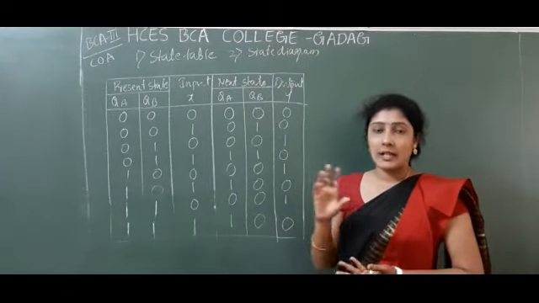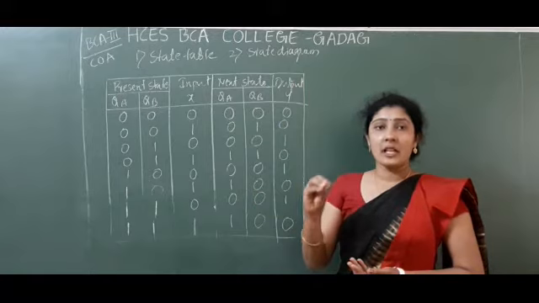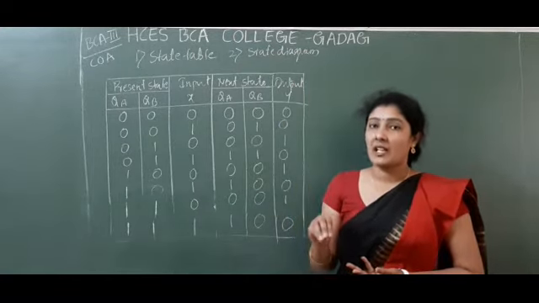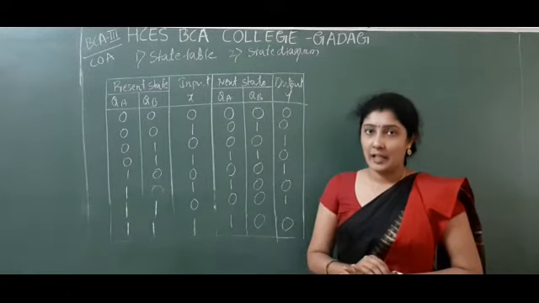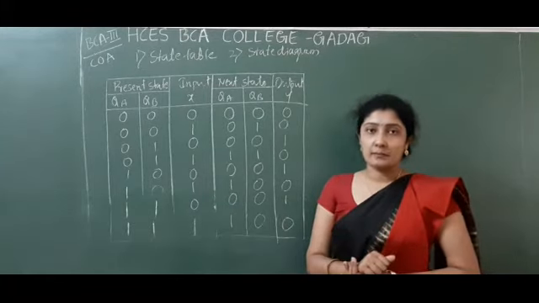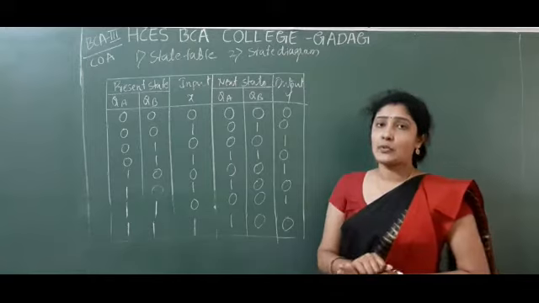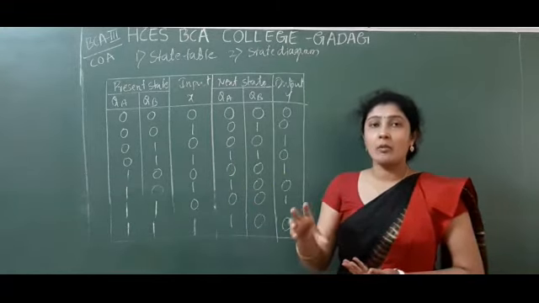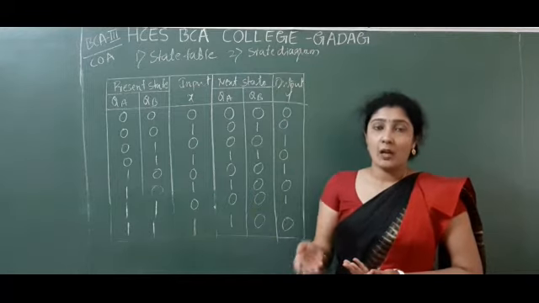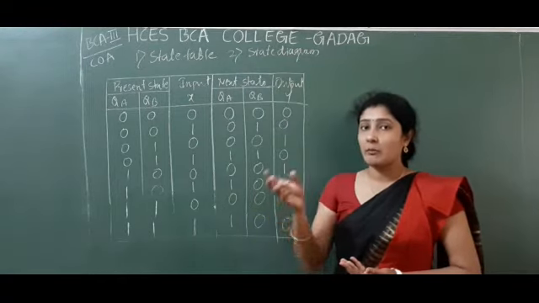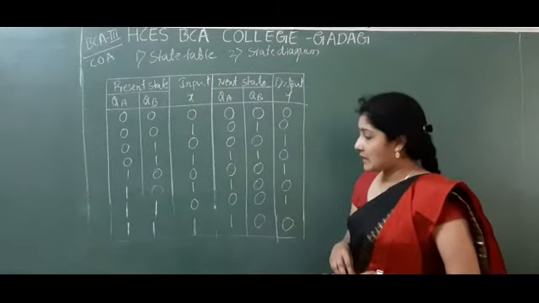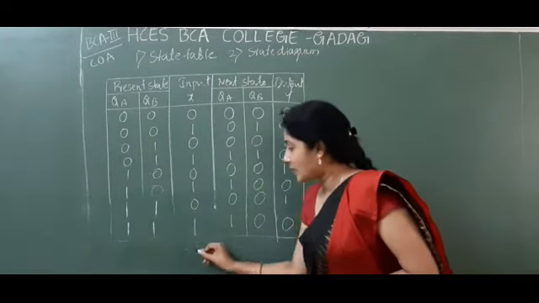So state diagram is nothing but the behavior of the flip-flop described in the form of a diagram, called a state diagram. Now the question is, what are we supposed to do? When a state table is given, we must be able to draw the state diagram. When a state diagram is given, we must be able to write the state table. Okay. Now, what is this? This is nothing but a state table.